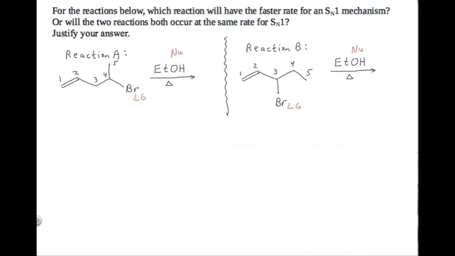We should label our alpha carbon. The alpha carbon in this picture is carbon 4. And in this picture, the alpha carbon is carbon 3 because those are the carbons that are attached to the leaving group.